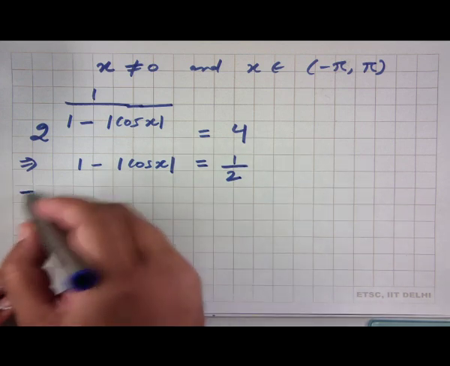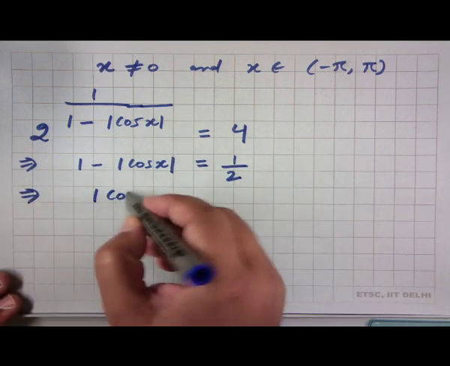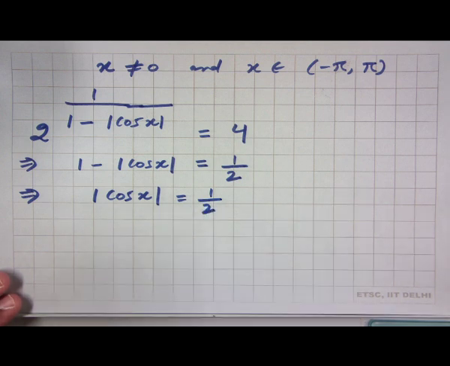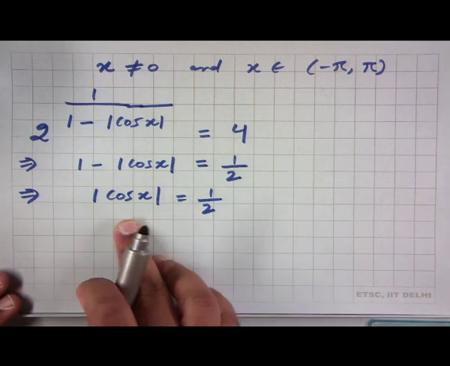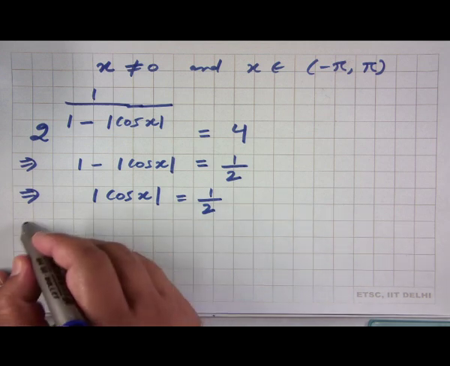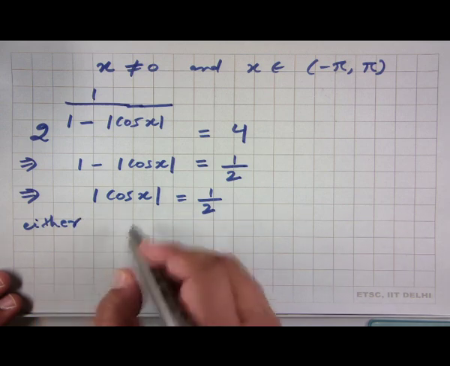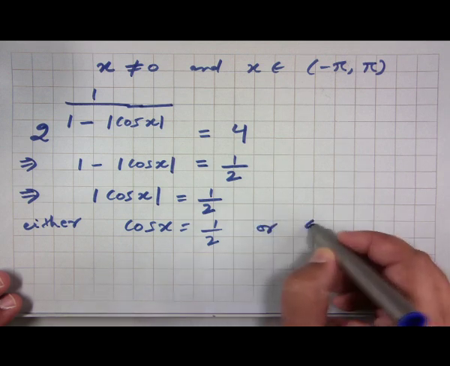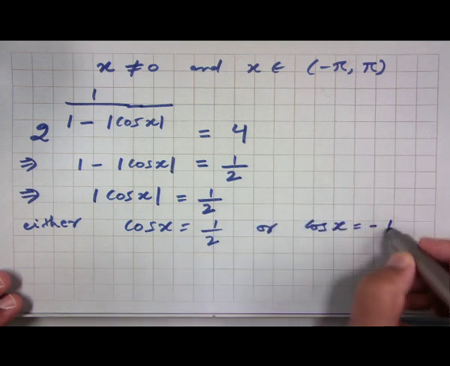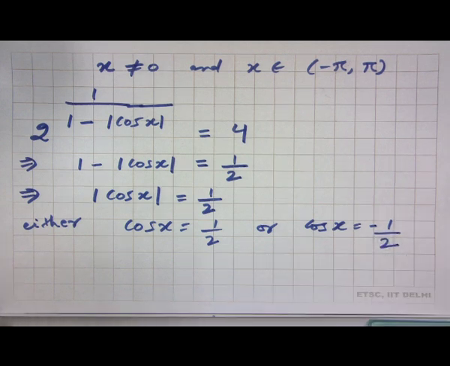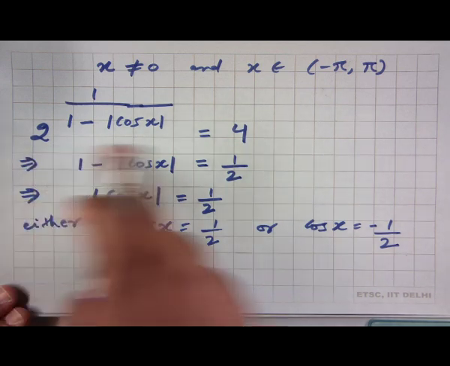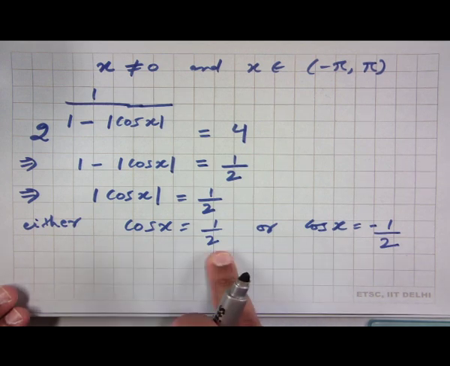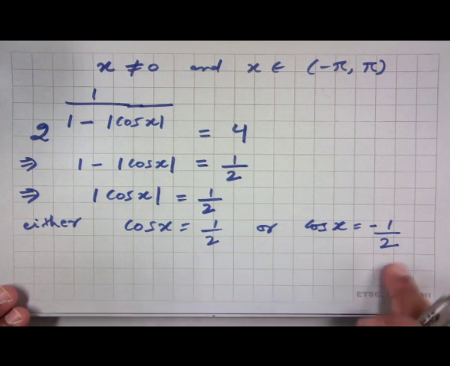that is, modulus of cos of x should be equal to half. So, now we have two cases here, either cos x is equal to half or cos x is equal to minus half. And the general solution to this equation will be the union of the general solution set for this equation and the general solution set for this equation.